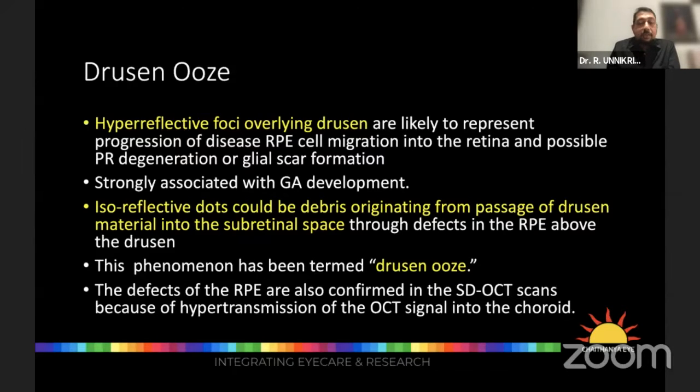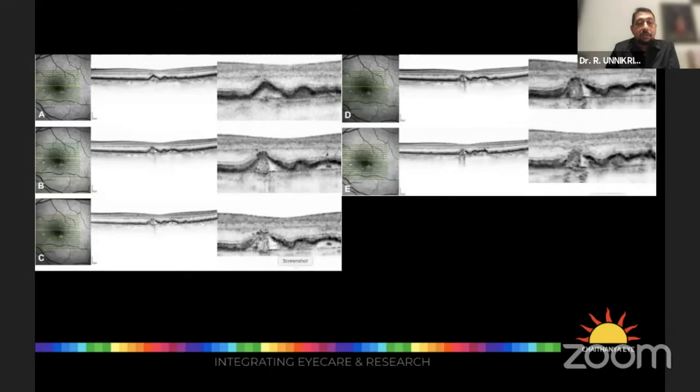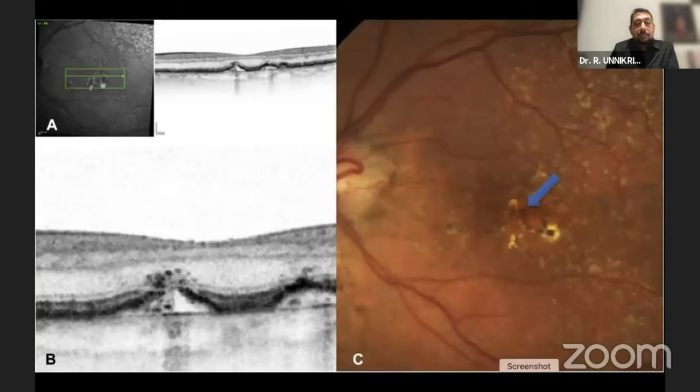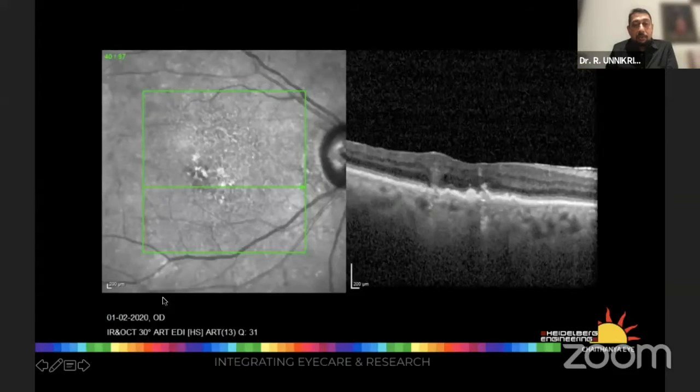And this phenomenon has been called drusen ooze. It's very nice to see some of the similar pictures initially showing hyperreflective dots on the top with some isoreflective dots inside, and then a giveaway of the RPE with the isoreflective material coming outside, like oozing out of the drusen. So here are some of the pictures where you can see a clear deficit or an aperture in the RPE with material coming outside, drusen ooze.